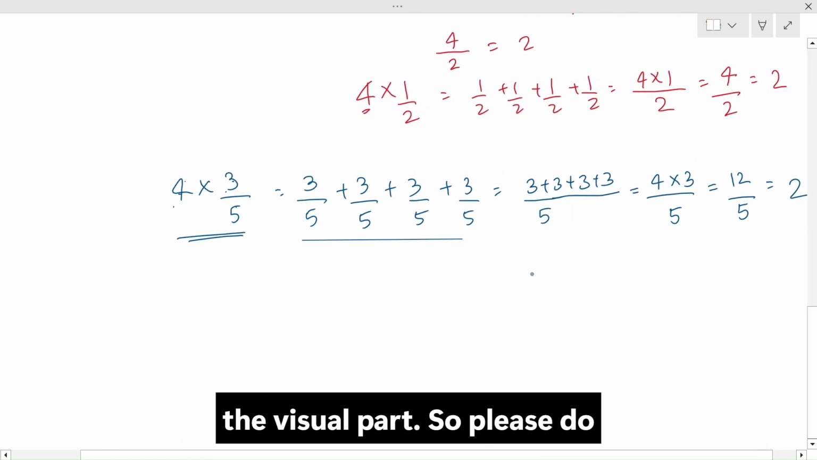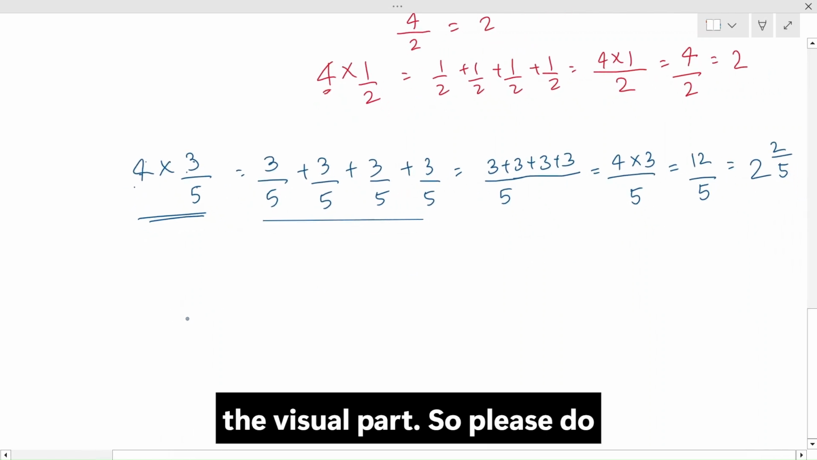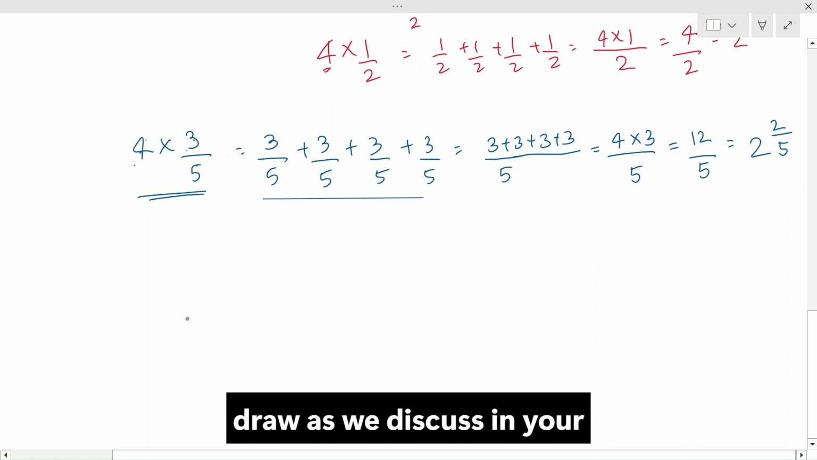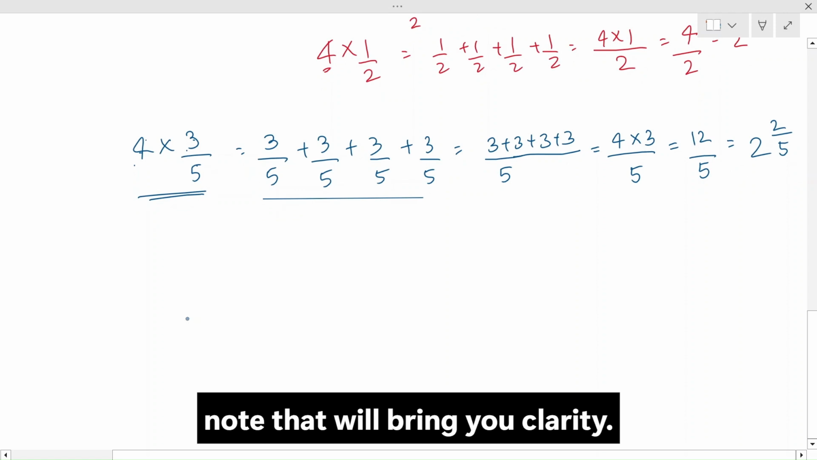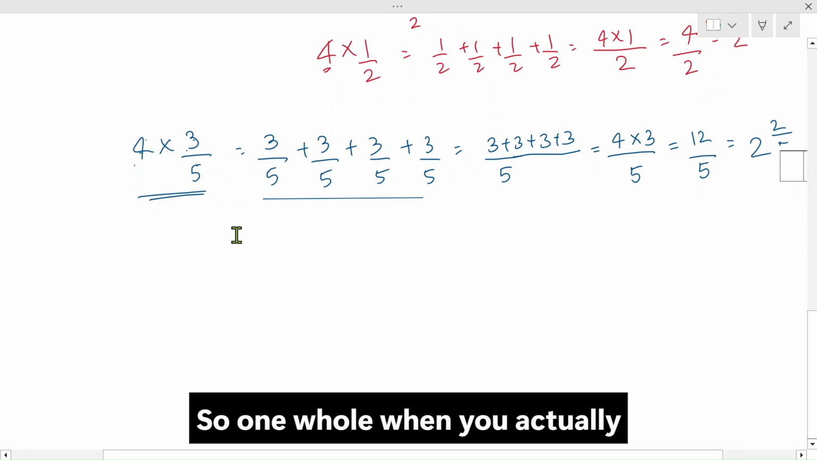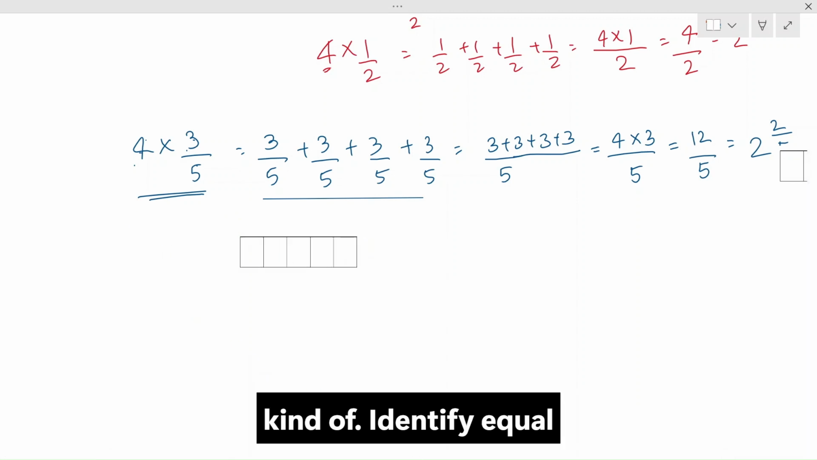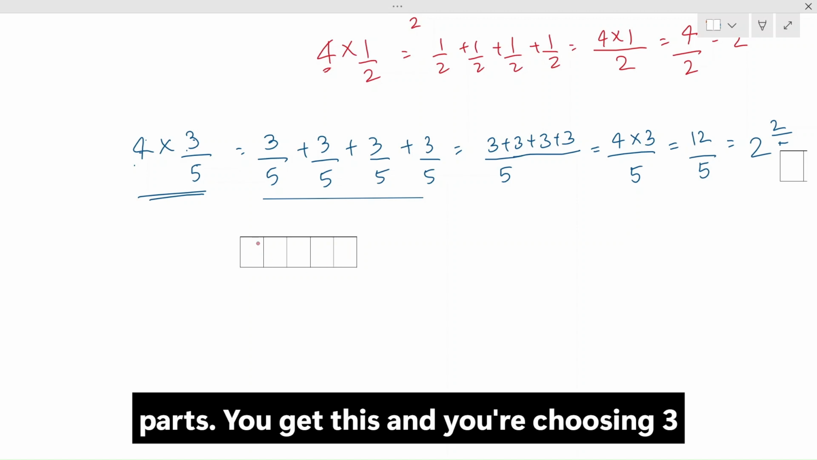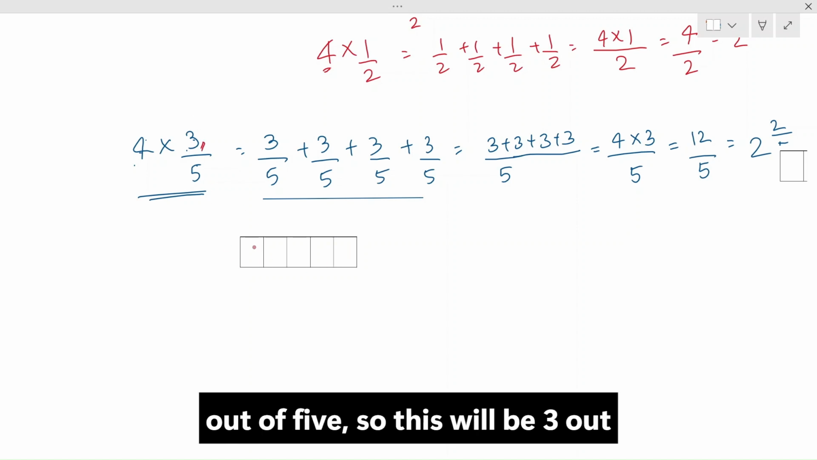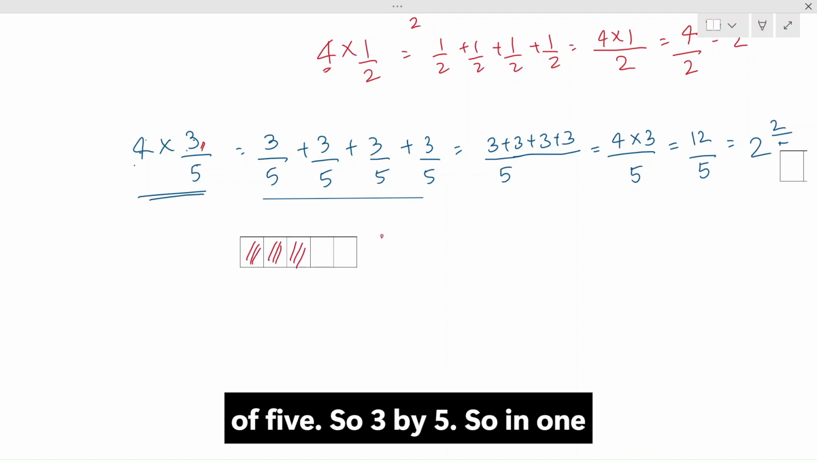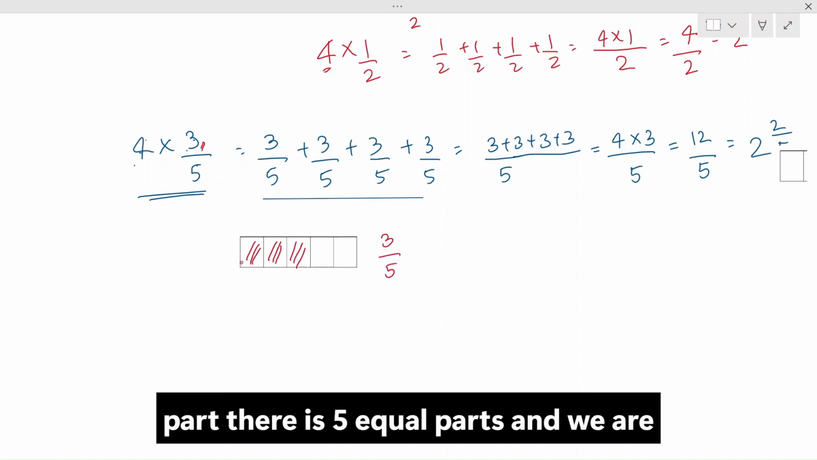So now let's get into the visual part. Please do draw as we discuss in your notes, that will bring you clarity. So one whole, when you divide it into 5 equal parts, you get this, and you're choosing 3 out of 5. So this will be 3 by 5. In one whole, there are 5 equal parts and you're choosing only 3.